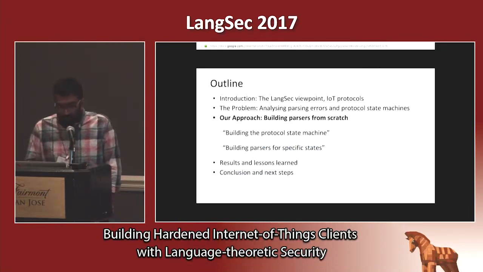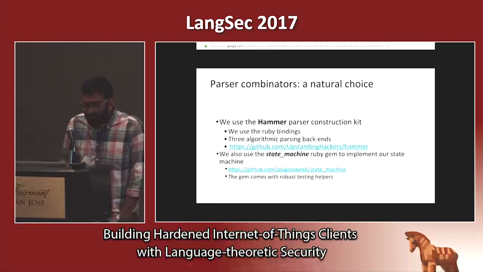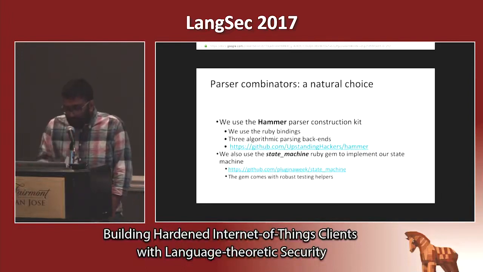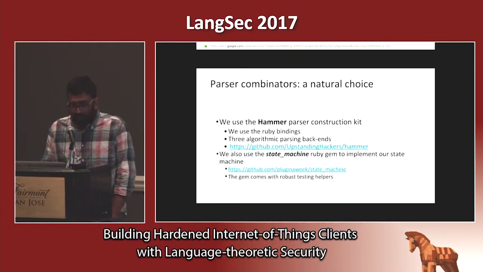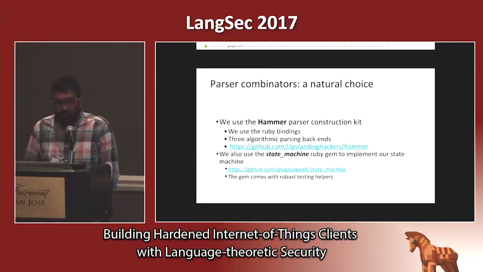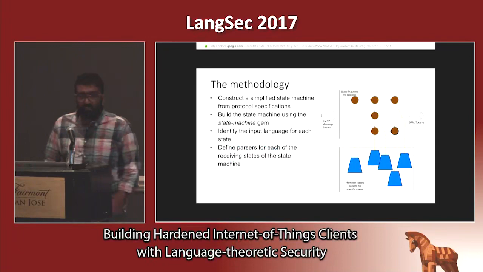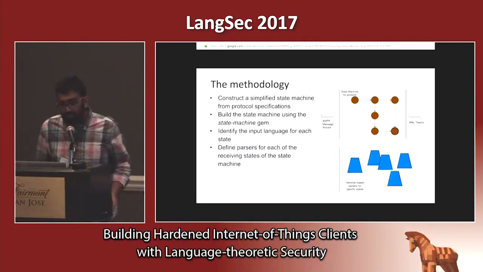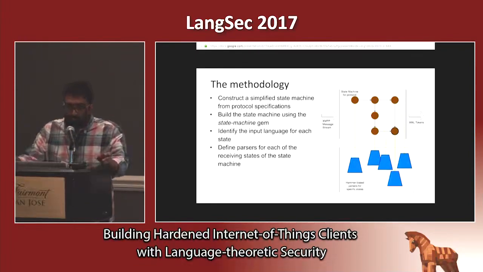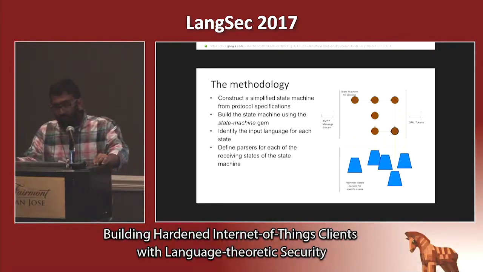Okay, so our approach over here was using parser combinators to build our individual parsers for each state, and we used the Ruby bindings, as I said. We also made use of a Ruby gem called the state machine gem to implement our protocol state machine. Our methodology was that we read through the specifications for these protocols, extracted the protocol state machine, and enforced some rules that we thought were essential, like authentication, TLS, and those sorts of rules. Then we built the state machine using the state machine gem, and for each of the particular states, we defined a separate parser. So there is a separate parser for each of the states in the protocol state machine.